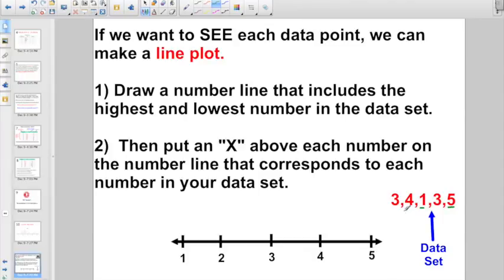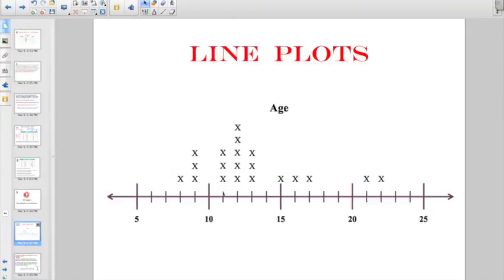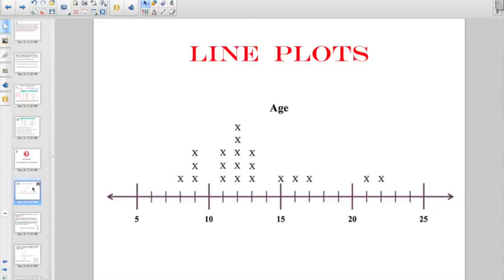Let's just start putting X's. My first piece of data I have is a 3. So I'm just going to draw a little X right there. Then I have a 4, and I'm going to put a little X on top of 4. Then I have a 1, so I'm going to go over to 1, put a little X there. Then I have another 3, so I'm going to put that other X. I'm just going to stack them up. And then I have a 5. And you can always keep stacking your X's. Look how many X's we had in this one, right? That is all there is to making a line plot.